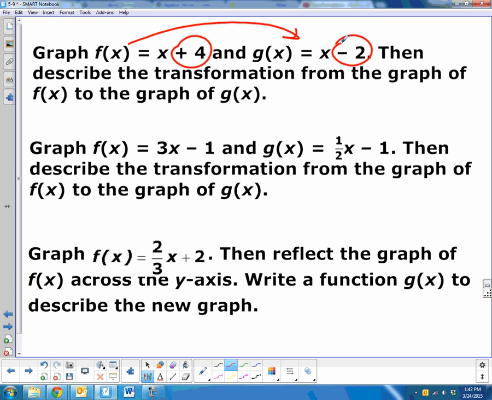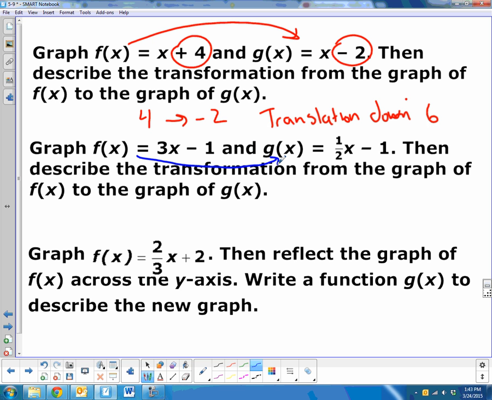So it's got to be a translation. And so from 4 to negative 2, how do we get there? Well, 4 minus 6 would be negative 2. So it translated down 6. Remember that the y-intercept is on the y-axis, so up and down. So translated down 6.